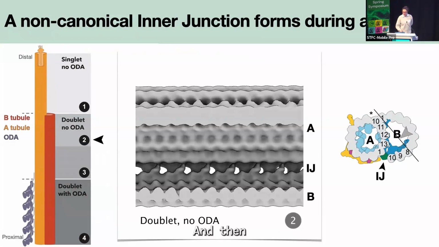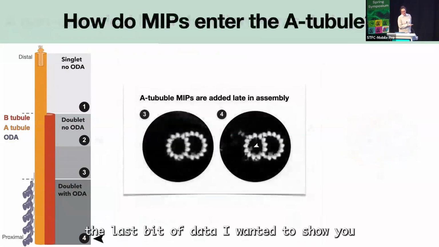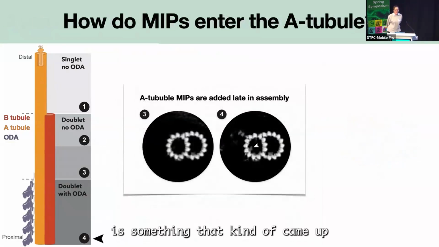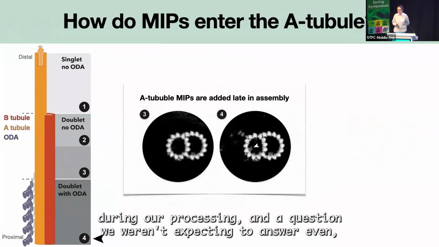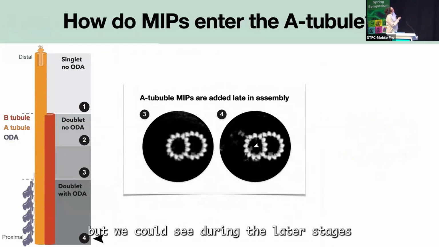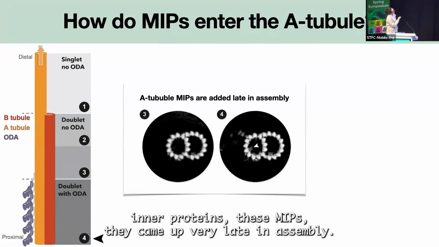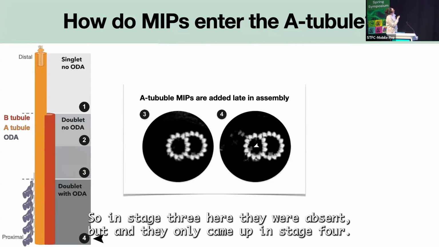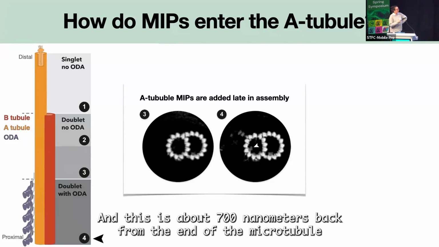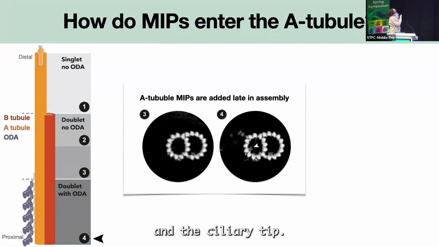And then the last bit of data I wanted to show you is something that came up during our processing, and a question we weren't expecting to answer even. But we could see during the later stages of assembly that these microtubule inner proteins, these MIPs, came up very late in assembly. So in stage 3 here, they were absent, and they only came up in stage 4. And this is about 700 nanometers back from the end of the microtubule and the ciliary tip.